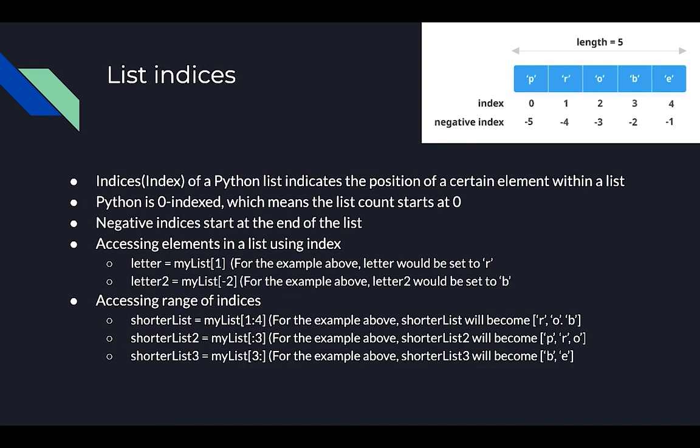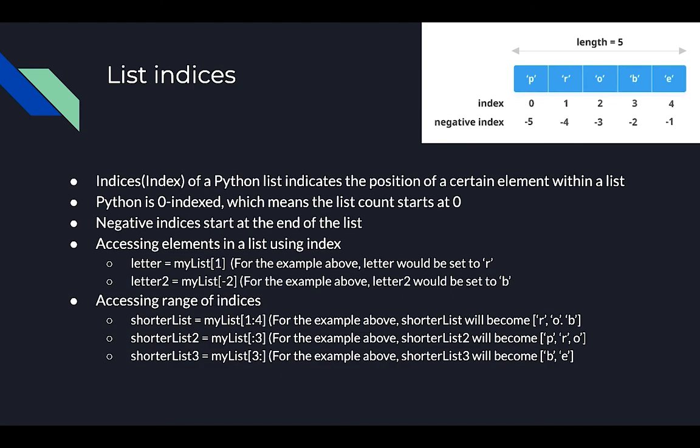There are different things you can do with lists. You can access the elements in the list using an index. To do that, you just do my_list[1]. This would essentially print out whatever is at index 1. In the case of the picture, it would just be R. And then you can also do negatives. So my_list[-2] would be B.